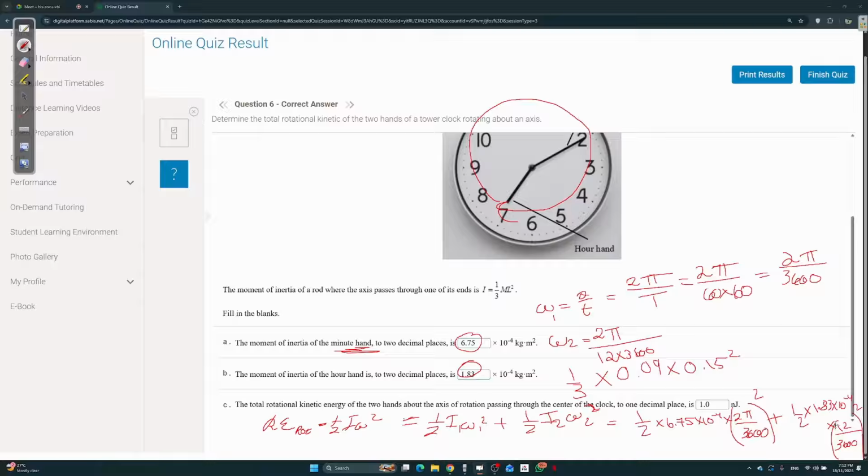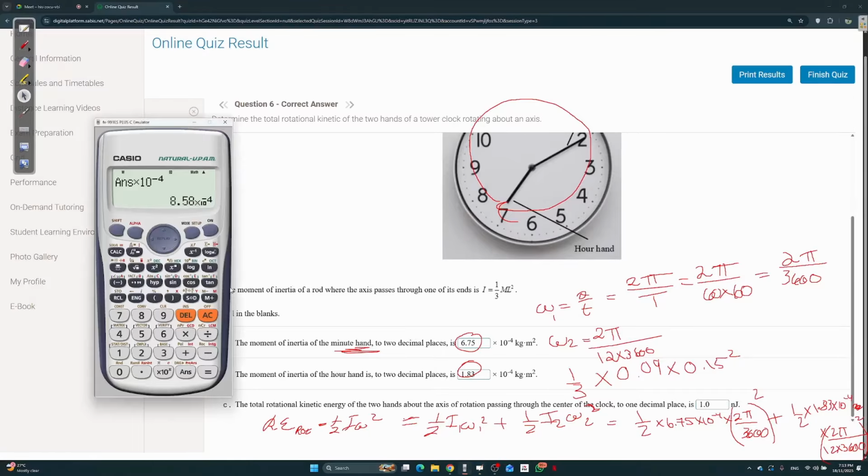Sorry, this isn't 12. This is 2 pi. So it's 2 pi over 12 times 3,600, squared, of course. Now do this on the calculator.